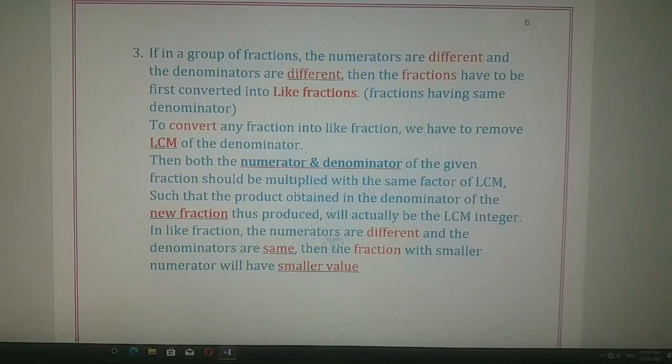Now we know in like fractions the numerators are different and denominators are same. Then only we can arrange them in ascending or descending order. Then the fraction with smaller numerator will have smaller value, and so we can arrange them in ascending order or descending order. Let us see an example.